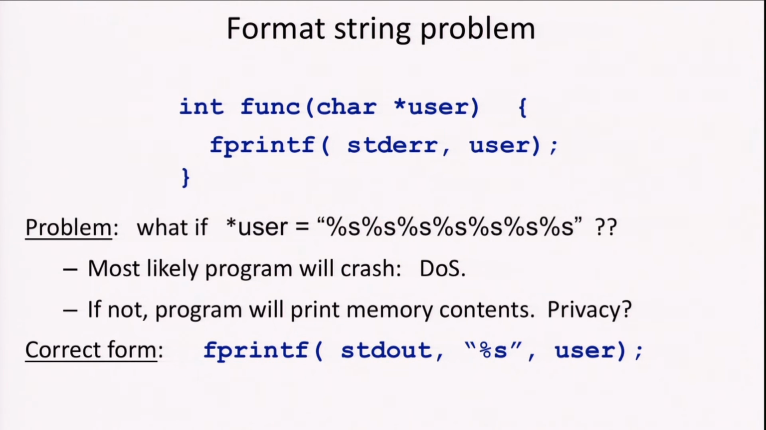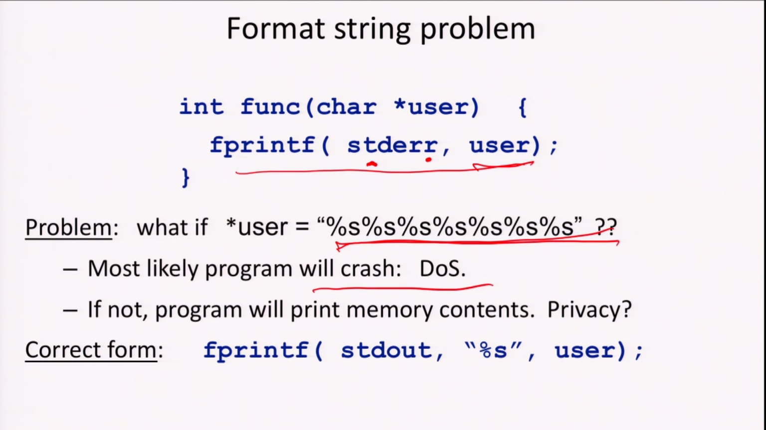So in case of format strings, the major issue is that we are not checking the sanity of the input before passing it to printf. For example, in this function, I am trying to print onto standard error the string that will come with the user variable. Now this user variable may be assigned a formatting string, and in that case, either the program will crash, which will be a denial of service attack, or the program will print memory contents, which is also a problem.